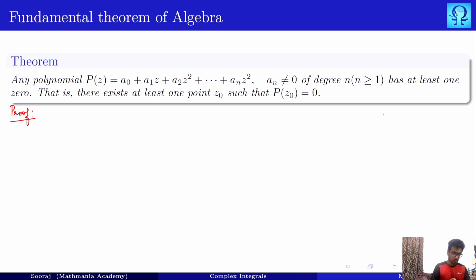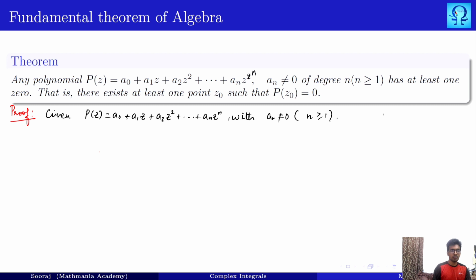Right. So first of all, let us take down the information that is given to us. Given p of z is a0 plus a1 z plus a2 z squared, etc., till an z to the power n. Sorry, there is a typographical error. Here an is not equal to 0, and n is bigger than or equal to 1.